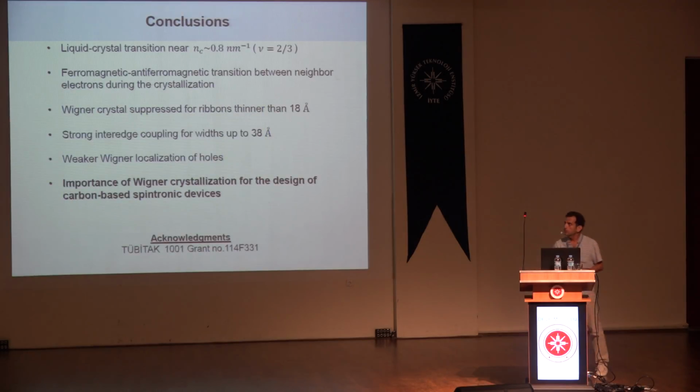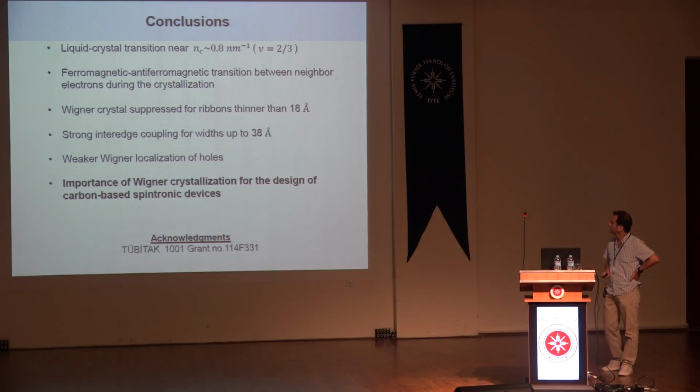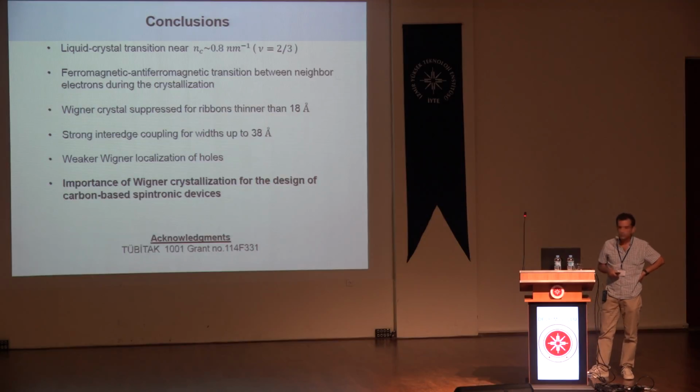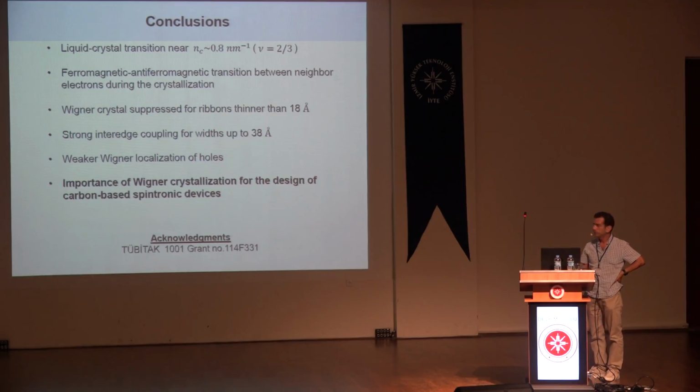Okay, so to conclude, we find that there is a liquid crystal transition near filling factor of 2/3 at the graphene zigzag edges. We observe a ferromagnetic antiferromagnetic transition between the neighbor electrons during this crystallization process. We find that the crystallization is suppressed for ribbons thinner than 18 Armstrong. So most importantly, we show the importance of Wigner crystallization for the design of carbon-based spintronic devices.